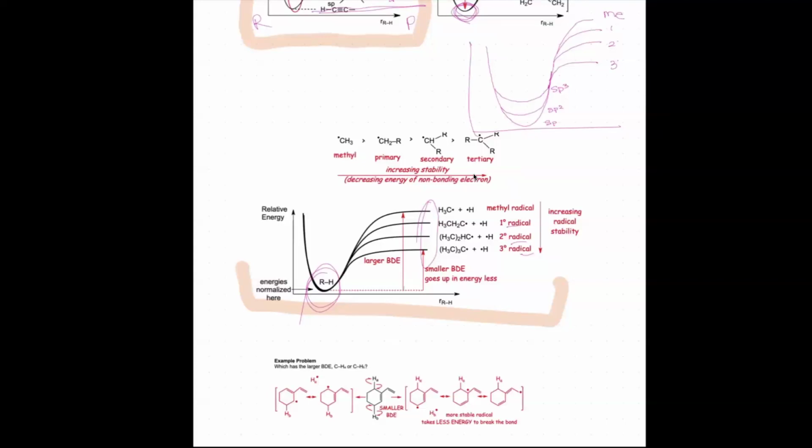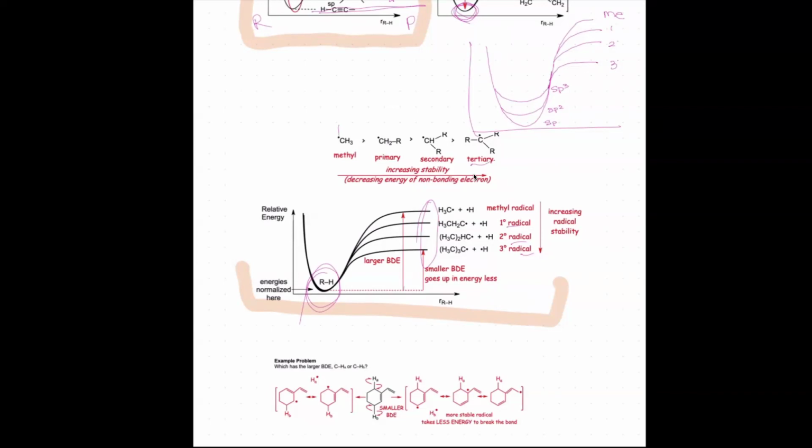Okay, I understand what you're saying. I'm trying to think about how I can explain this to you so that it makes sense. So our tertiary is our most stable because it has the equivalent of resonance, right? But not really. It just has a lot of friends around it, right? So it's more stable than the lone radical. So, decreasing energy of non-bonding electrons.